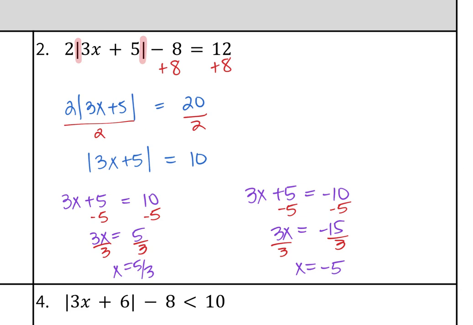On the test, it is multiple choice, so they're going to write it as a set. X equals curly bracket, and it's always going to go least to greatest, so it'll be negative 5, comma, 5/3.